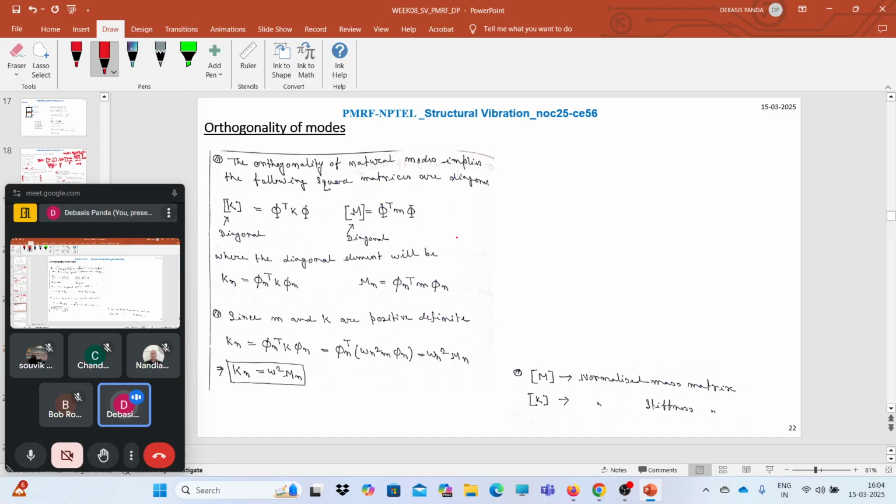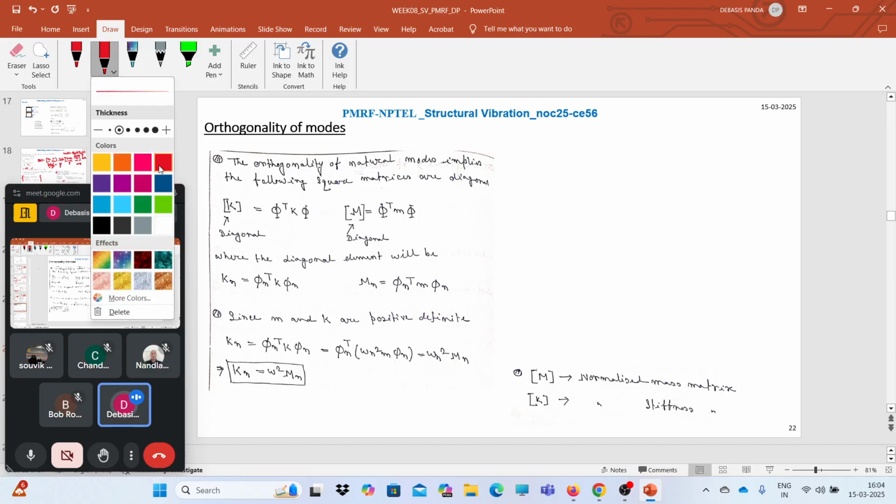Okay then. So now the next thing is we will spend some time on the orthogonality of modes, regarding the modes and what the properties of the modes will be. We will see that. Then we will go to how we can find the physical response of an undamped system. So a few properties you need to know about the mode shapes before moving forward.